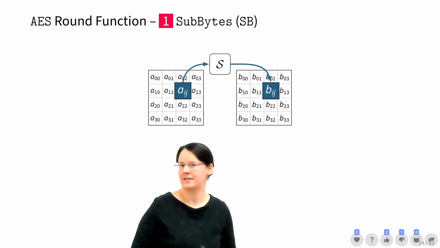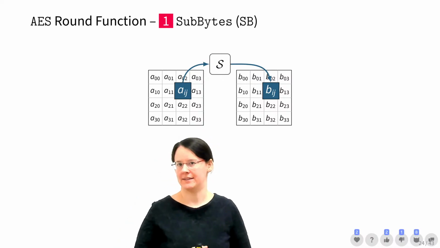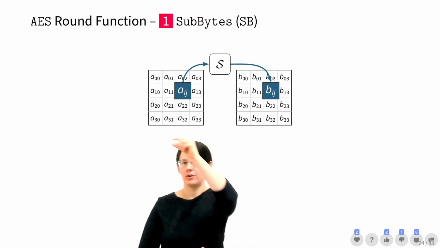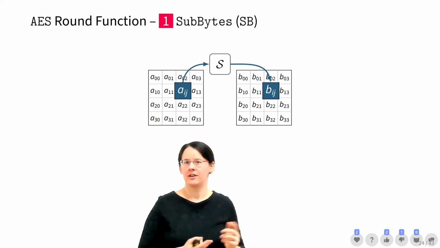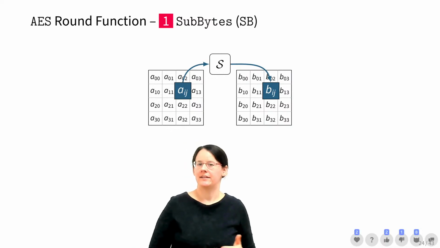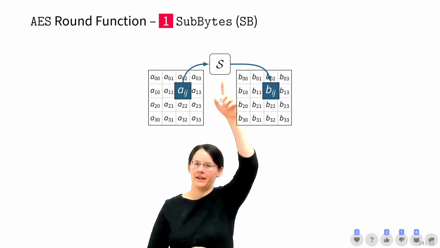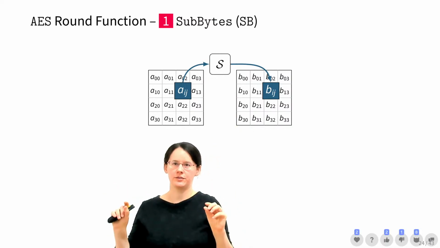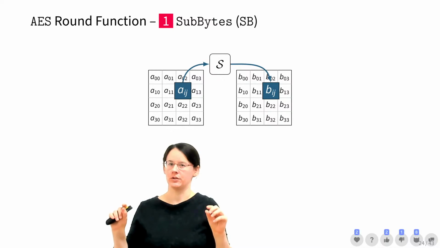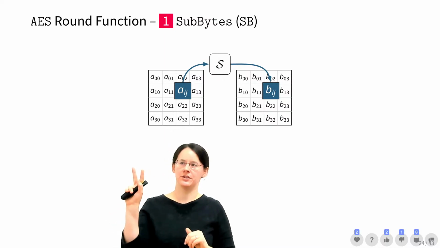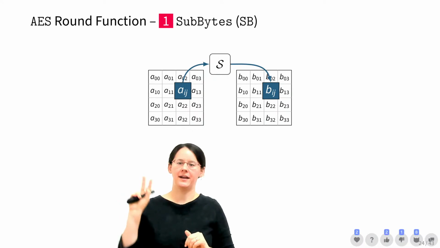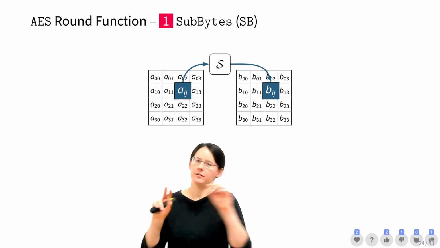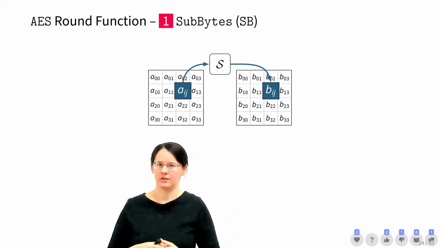Let's look at the first step, which is called sub-bytes. So sub is short for substitute. And bytes are, of course, all these entries in the matrix. So what does this step do? It defines a lookup table, which is called S, which maps any 8-bit value to a corresponding 8-bit output value. So for example, the byte 00 would be mapped to the byte 63 in hexadecimal. And for all of the other values of a byte, it also defines the corresponding output value.